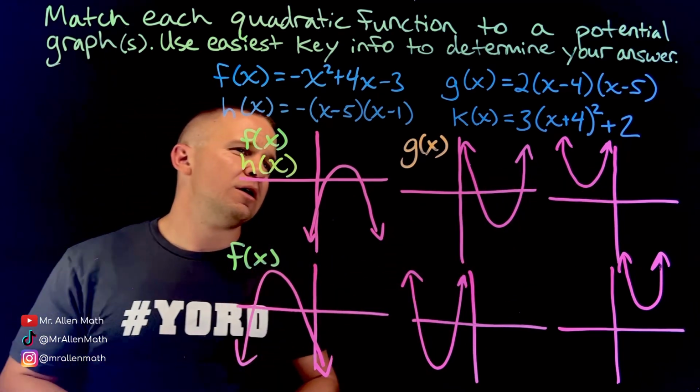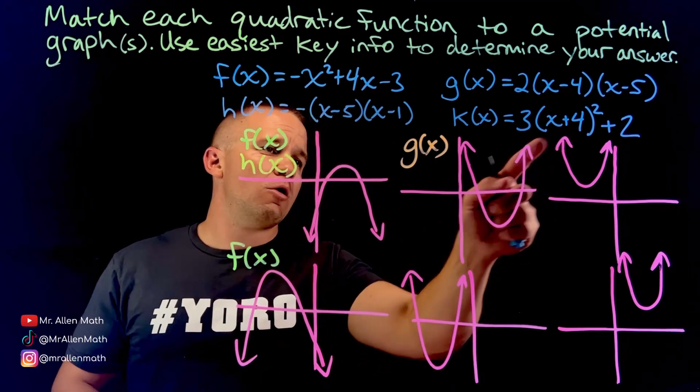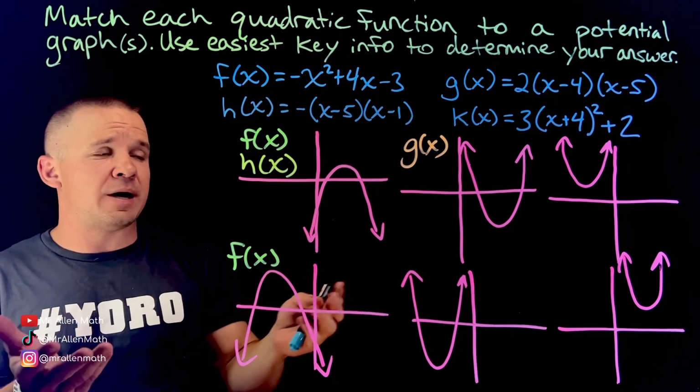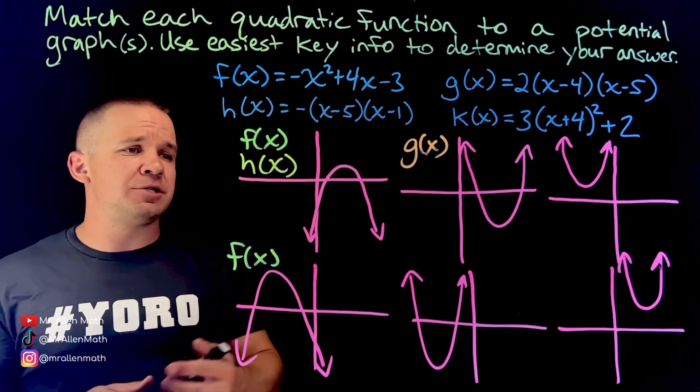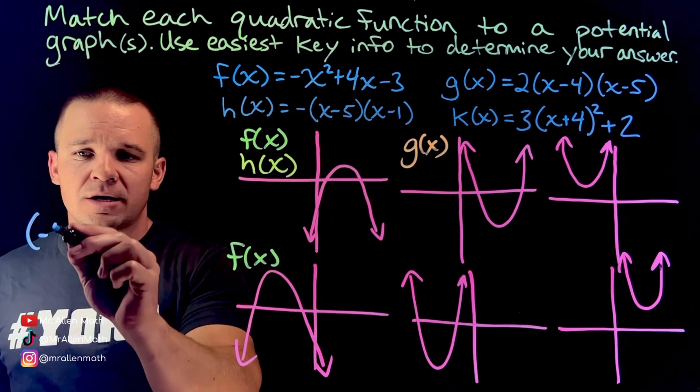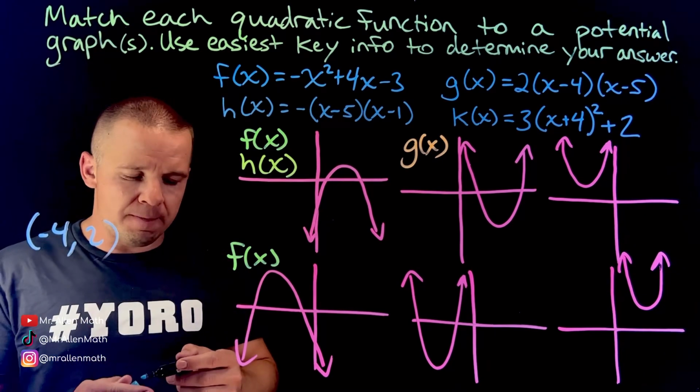Let's see here. So for k of x, it's vertex form, which means I'm going to get a vertex from this thing very easily, and it's opening up, right? It's positive. So negative 4, comma 2. Negative 4, 2 is my vertex. We can always jot that down over here. Negative 4, comma 2. So we remember.